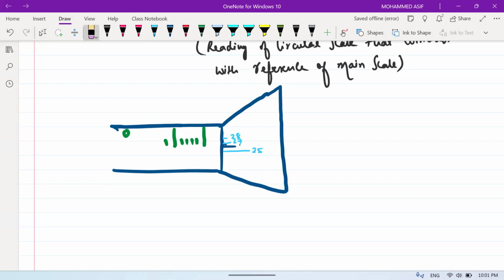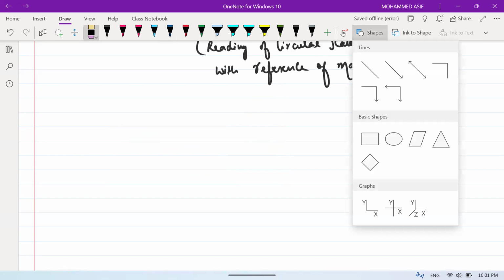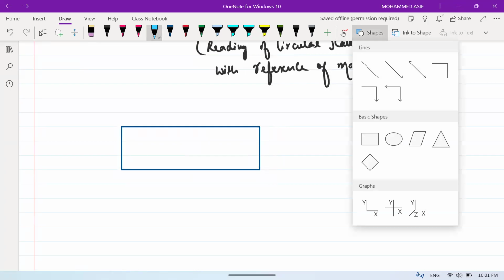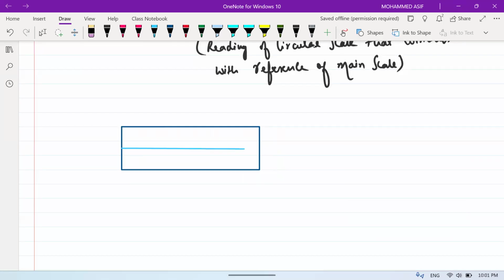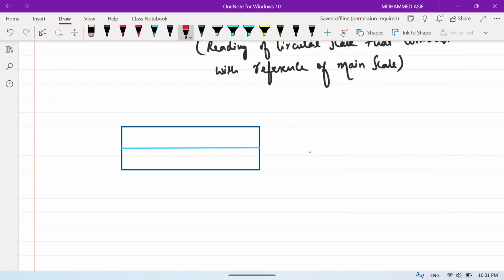Yeah, ठीक है, I'll try to draw it once again. देखो, this one is right now, say for example, for me, main scale. I'll take shapes, otherwise that will be better. This is your main scale. Okay. And this one is right now its reading. So very clear. Then somewhere here, this one is circular scale like this.